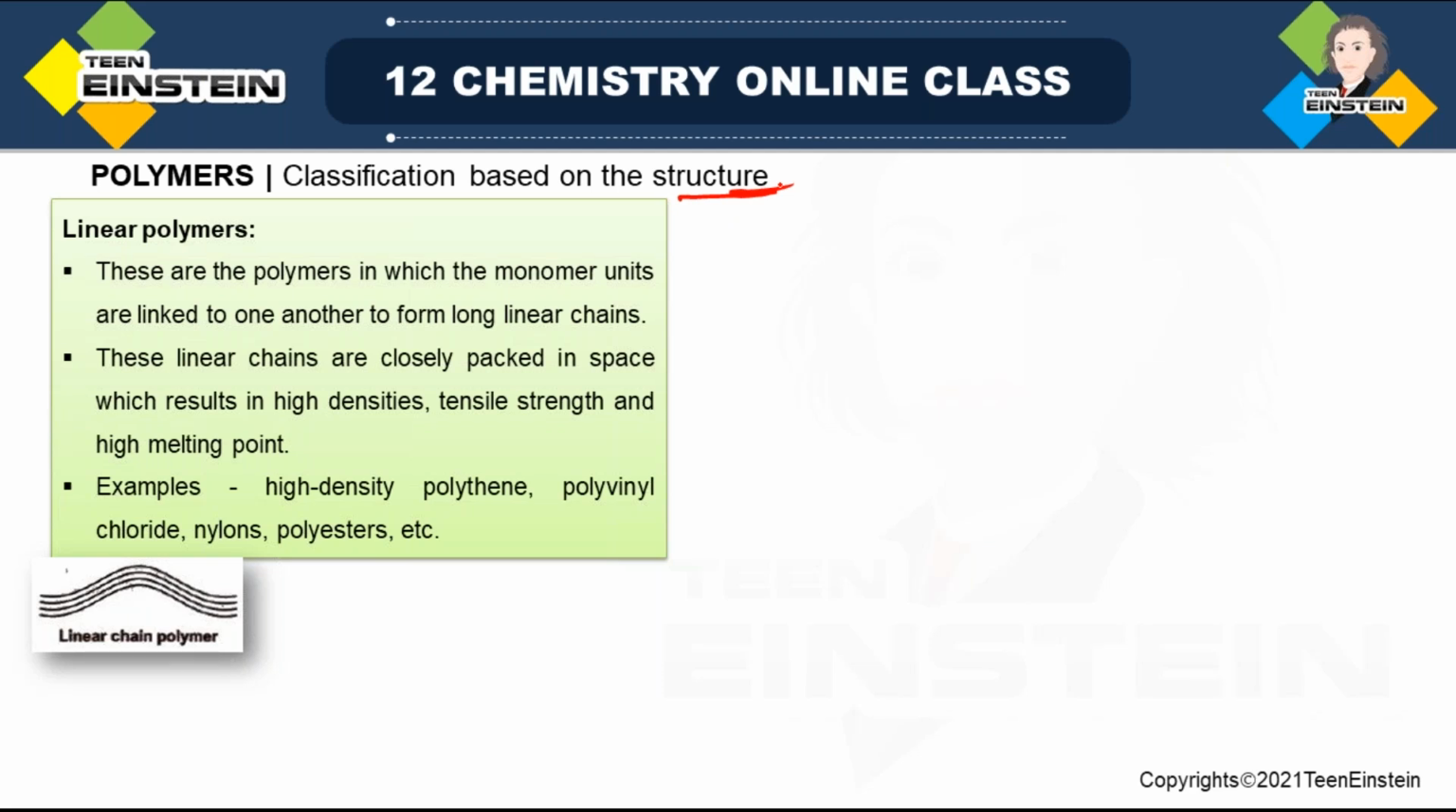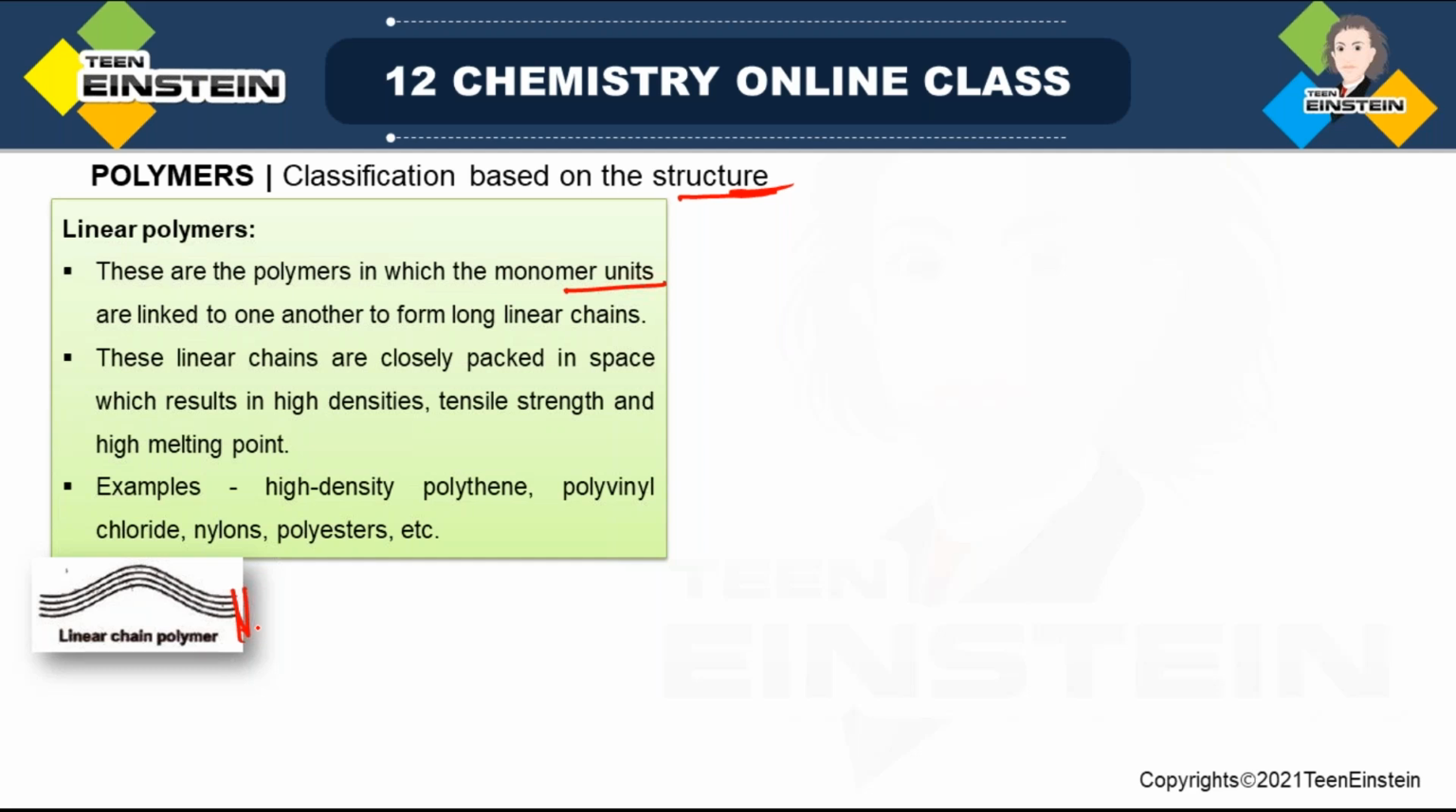The first one is linear polymer. So obviously it will be very simple. Linear, simple chains will be there, no branching, no network. These are the polymers in which monomer units are linked to one another to form long linear chains. So several monomer units, they will be connected to each other and you will get a long chain. So here you can see total 4 chains are there as if they are parallel to each other, but they are not connected. These linear chains are closely packed in space. So as there is no branching, they can come close to each other.